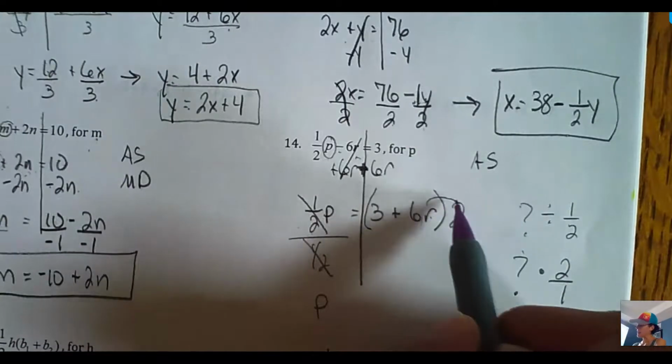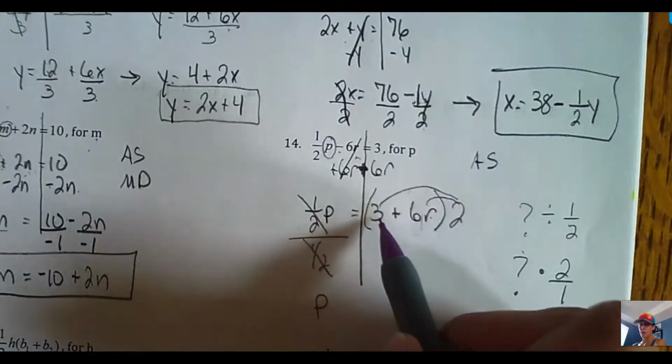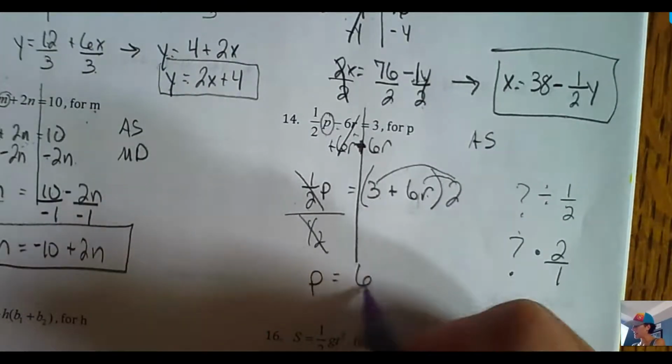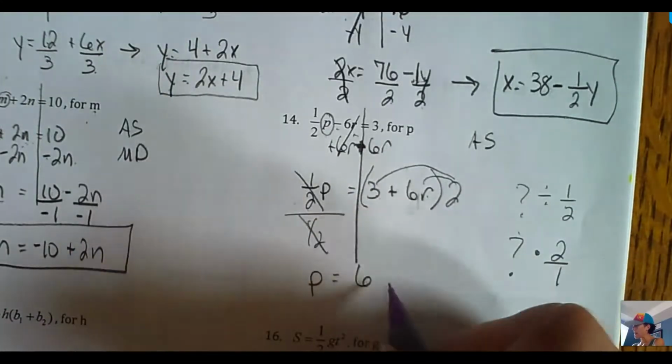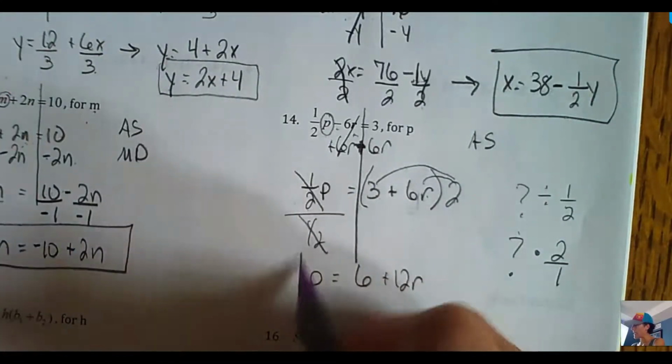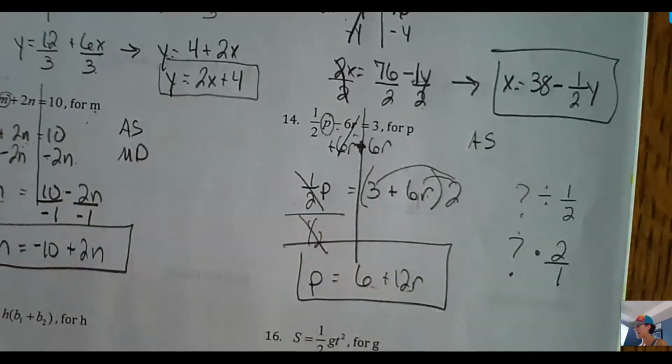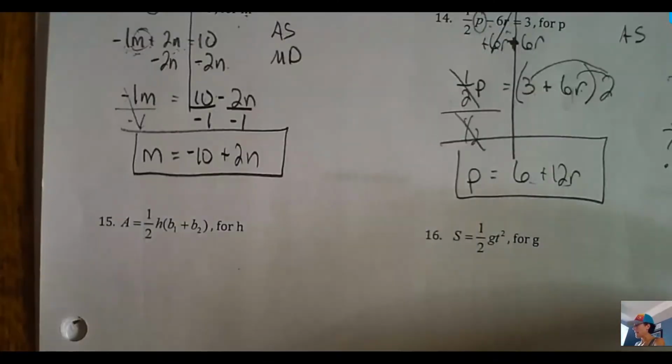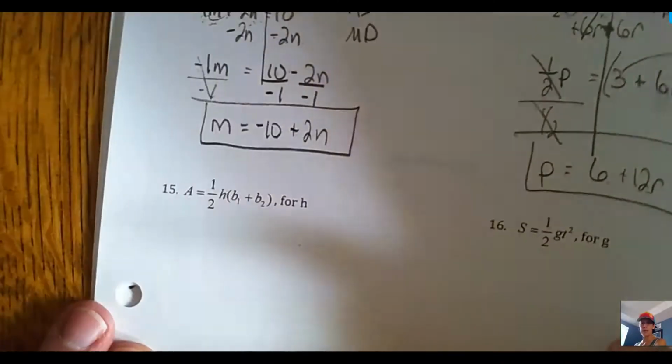And then I should distribute that in. So 3 times 2, well, that's 6. 2 times 6r, that's 12r. And that's it. We cannot combine these. These are not like terms. So 2 more. All right, let's see. We get some challenges here.